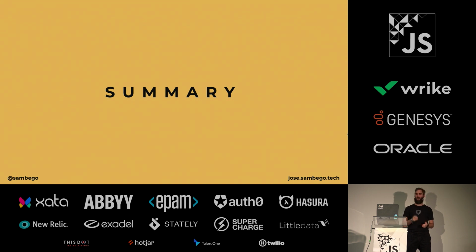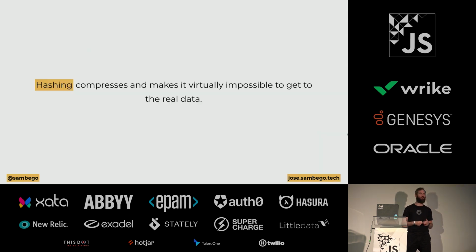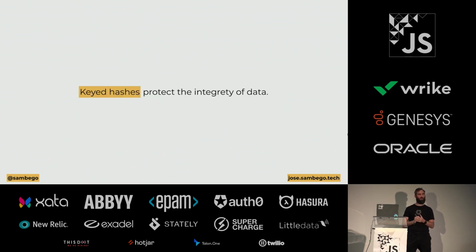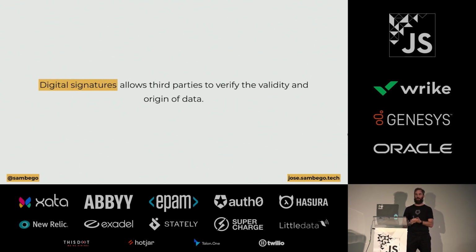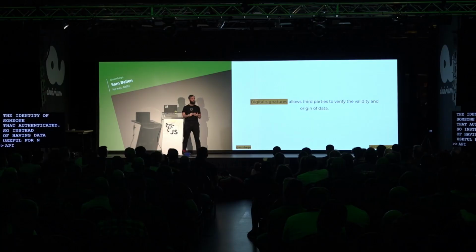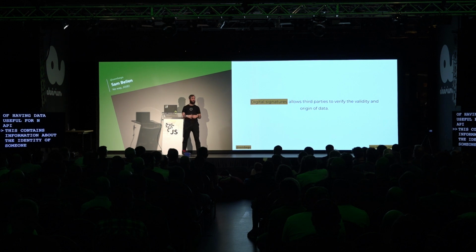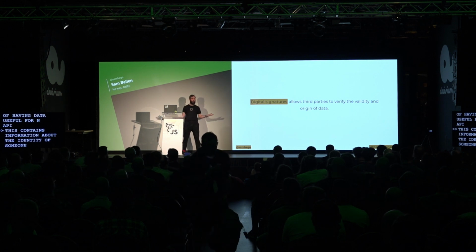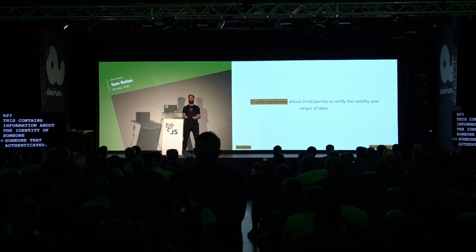So let's summarize. Hashing compresses and makes it virtually impossible to get to the real data. It's a one-way function. The output is always going to be a fixed bit length, depending on the algorithm. Keyed hashes do everything that a hash does, but it also protects the integrity of the data because you also need to know the secret key in order to calculate the right keyed hash. Digital signatures allow third parties to verify the validity and origin of data. Just because you use a private key to generate the signature, and anybody that has access to your public key, which is public data, can use a public key to validate that signature.